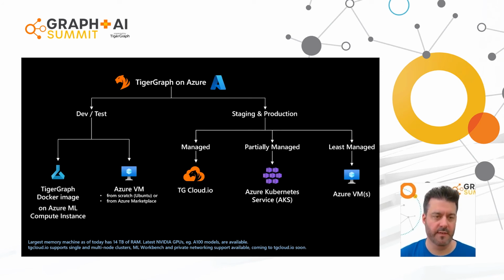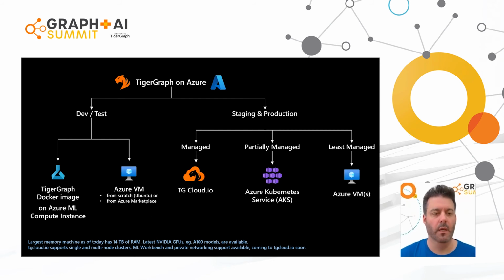Let's go into dev test first. You could always use just a plain Azure virtual machine with maybe Ubuntu pre-installed, download the binaries from the TigerGraph web page, and install it from there. You could also use the Azure Marketplace image from TigerGraph, which is available in the marketplace. That would be one of the options, but there's also another option that I want to show you.